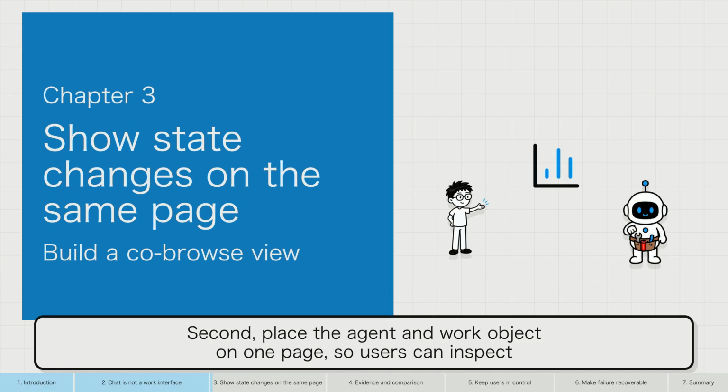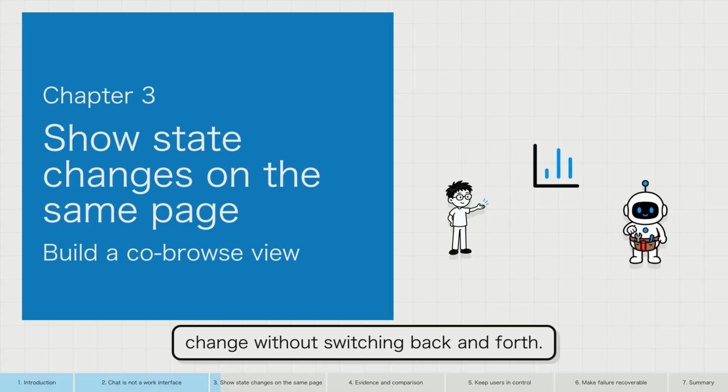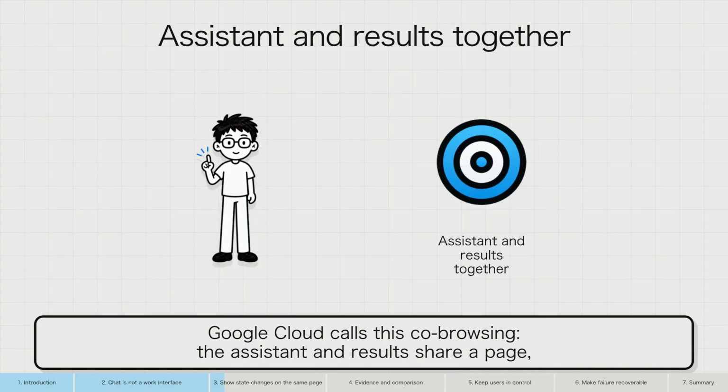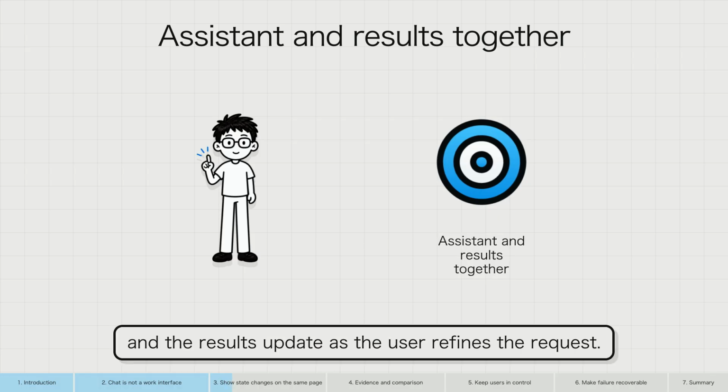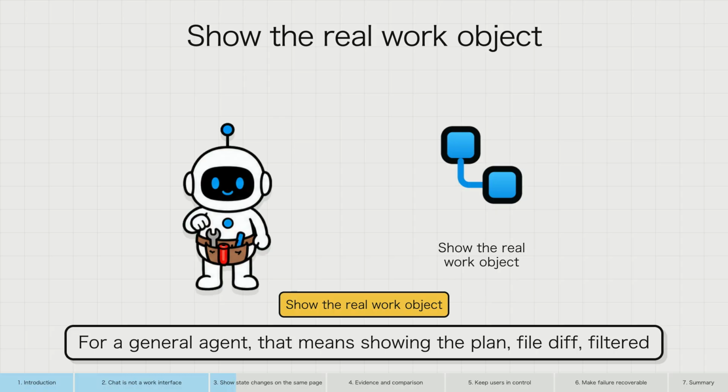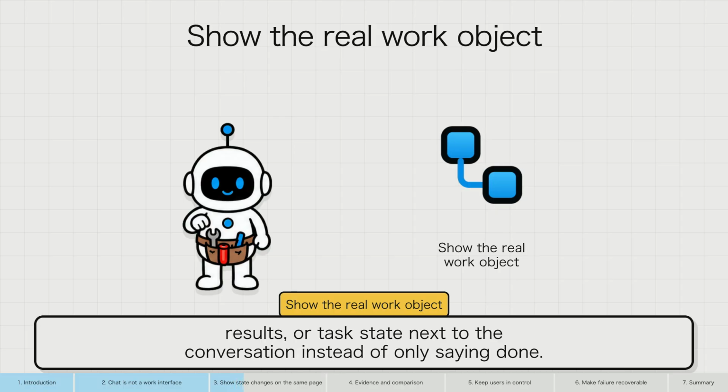Second, place the agent and work object on one page, so users can inspect change without switching back and forth. Google Cloud calls this co-browsing. The assistant and results share a page, and the results update as the user refines the request. For a general agent, that means showing the plan, file diff, filtered results, or task state next to the conversation instead of only saying done.